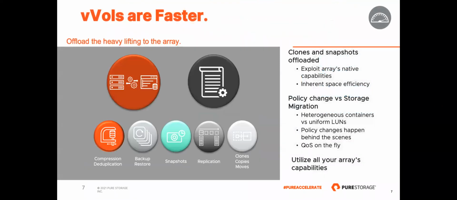One other important aspect is that the array owns the vVols and its capabilities, such as snapshots, clones, and replication. It is much faster and much more efficient because there is no intermediary. The array does all the work. vSphere just passes all the functions and responsibilities directly to the array. So things like clones and snapshots, which vSphere used to do on its own, are now done by the array.